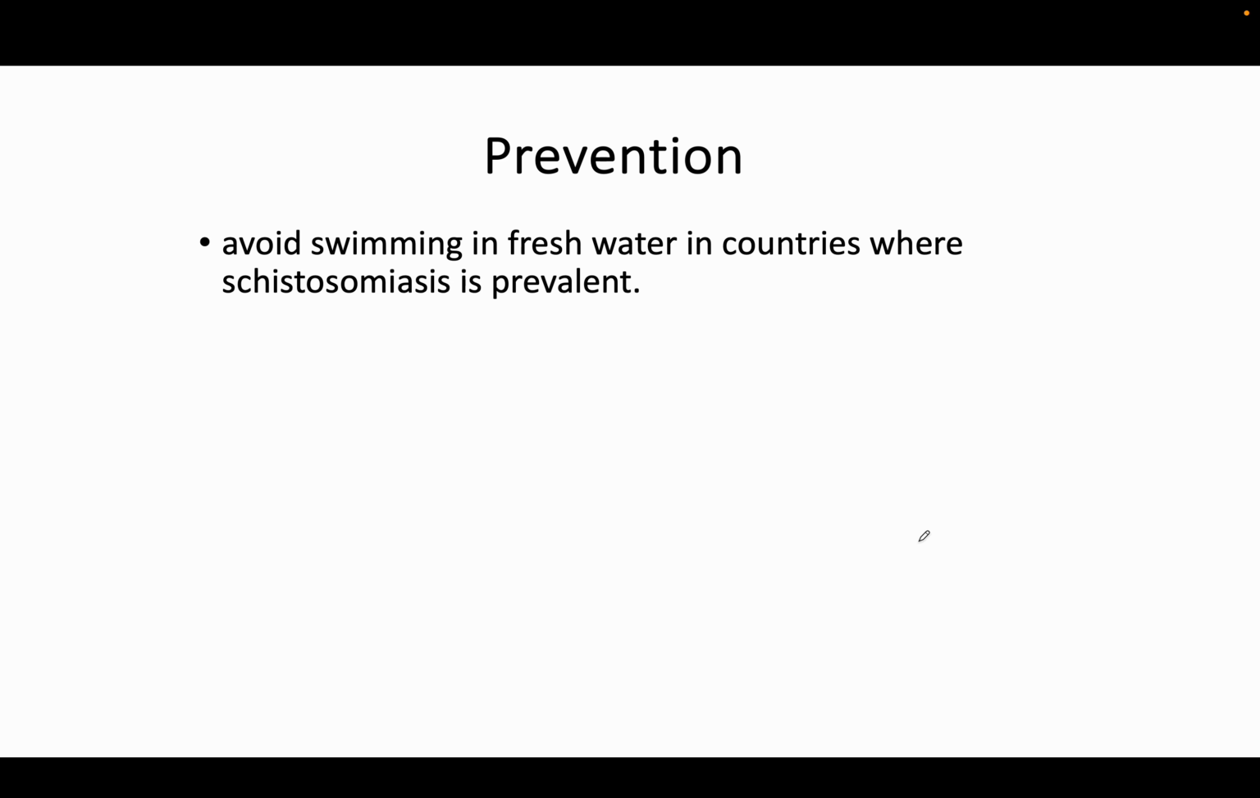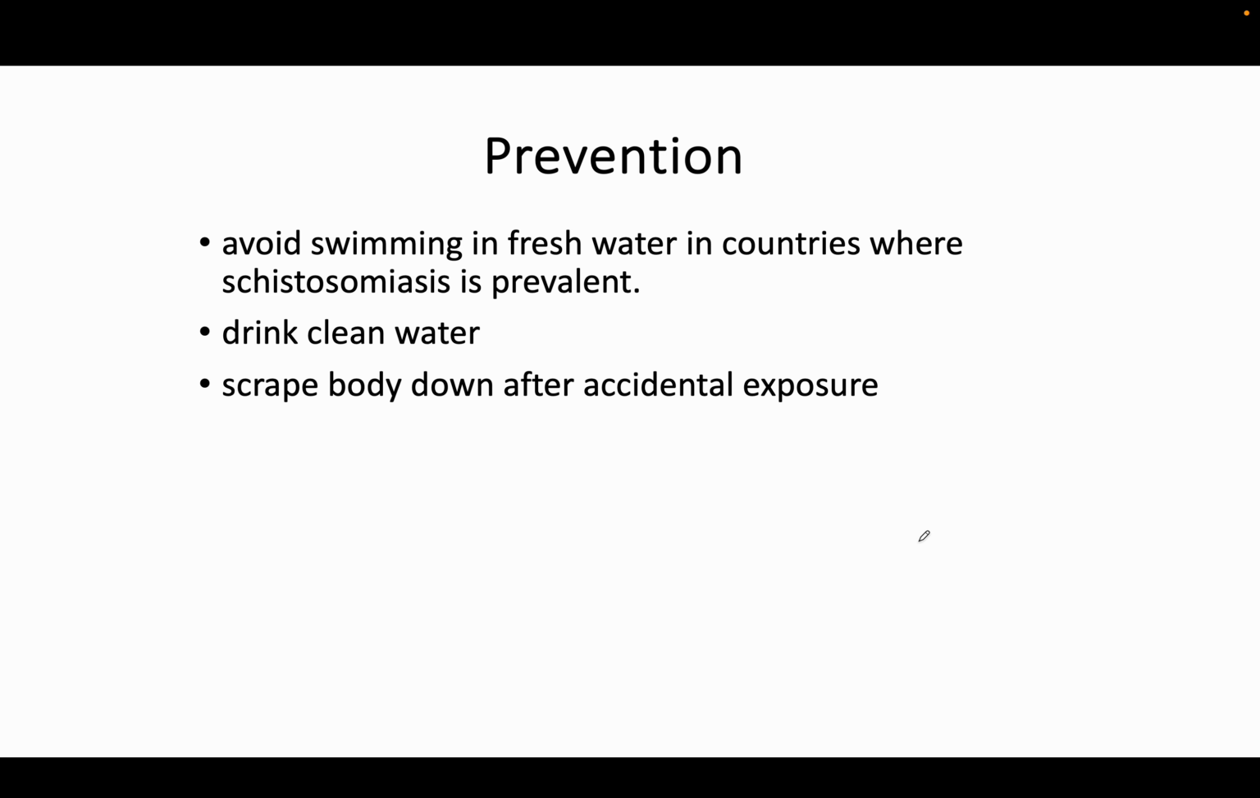We can avoid swimming in fresh water in countries where the prevalence of the parasite is very high. So avoid swimming in fresh water, since the cercaria is active and free swimming, and its nature is to look for the definitive host. It will swim in fresh water and it can penetrate the definitive host since it has penetration glands. You can also make sure that you drink clean water to prevent getting the parasite.